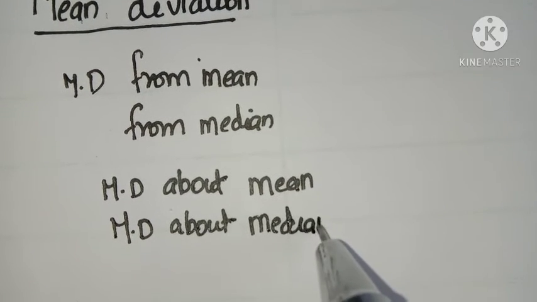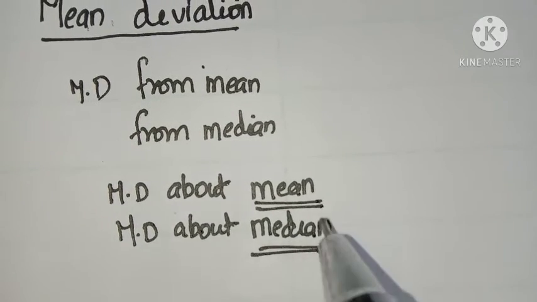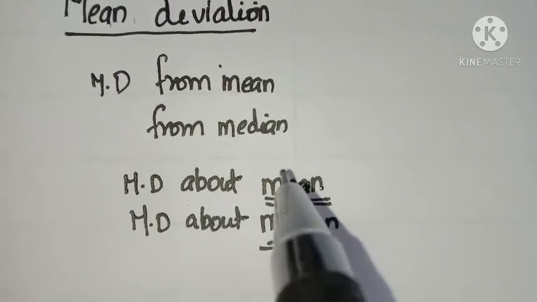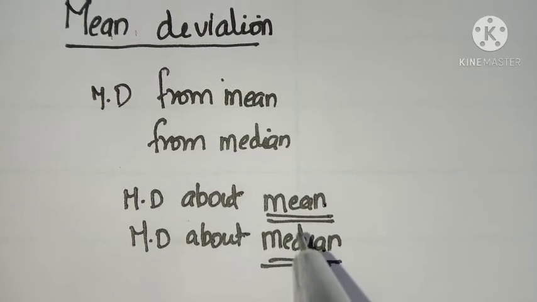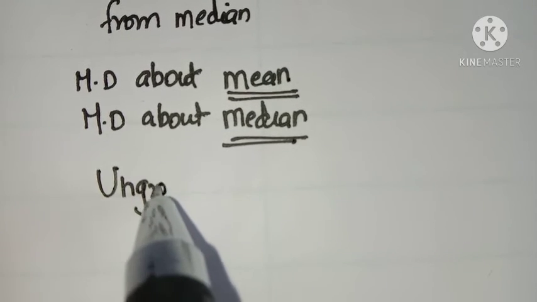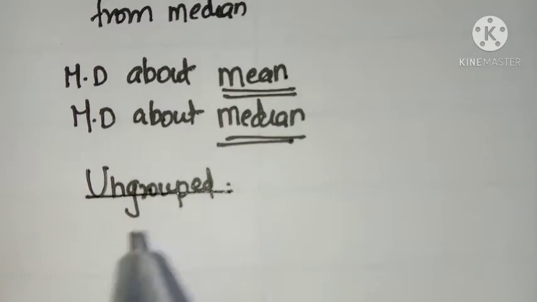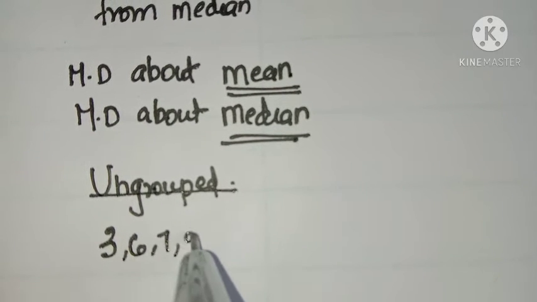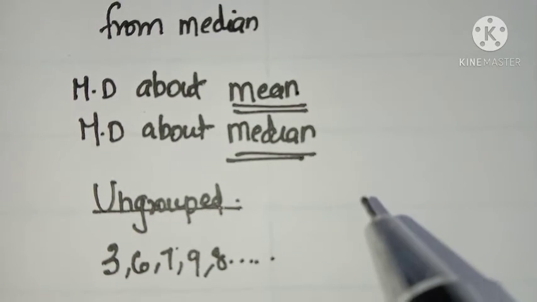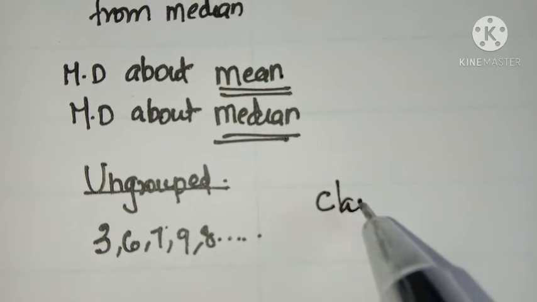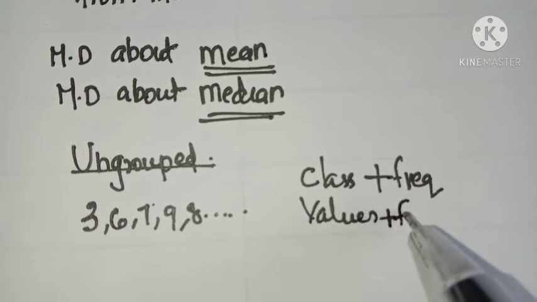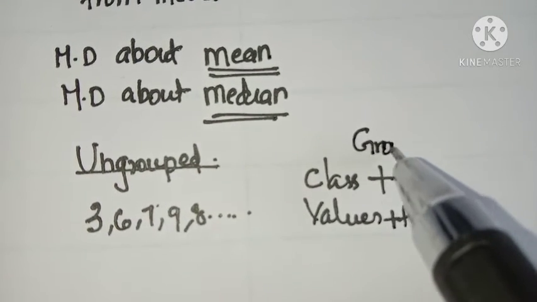For this we want to know how to find mean and median. These two measures of central tendencies are already learned in earlier classes. So recall how to find mean and median for grouped data as well as for ungrouped data. Now listen, what is grouped data and ungrouped data? Suppose we have some values just like 3, 6, 7, 8, 9, 10, etc. Then these are known as ungrouped data. Suppose we have data in the form of classes with frequency or values with frequency. This type of data is known as grouped data.